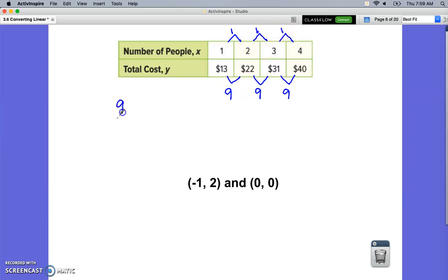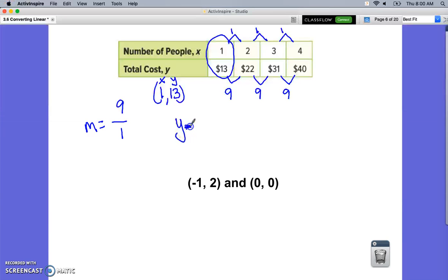Okay, so 9 over 1 is my slope. And then I have 4 points here: (1, 13), (2, 22), (3, 31), (4, 40). I have 4 points that I could choose from. I would do y minus one of the y points. So I'm going to choose this point right here, (1, 13). Remember, my x is my 1, it goes first. My y is 13.